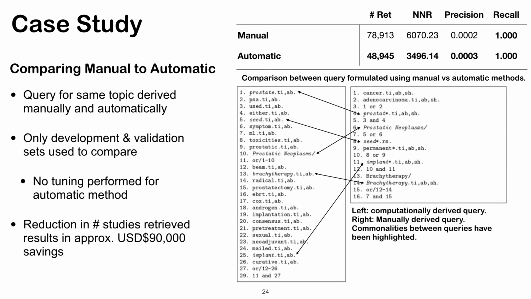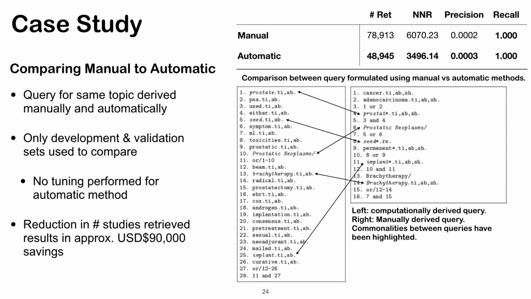Next, we ran a case study where we compare our fully automatic computational adaptation of the objective method to a query that was formulated using the objective method manually. To make this a fair comparison, only the development and the validation sets are used to compare, and no tuning was performed for the automatic method. We find that even using the other aspects of our computational adaptation, there's a reduction in the total number of studies retrieved, and this results in approximately $90,000 saving.